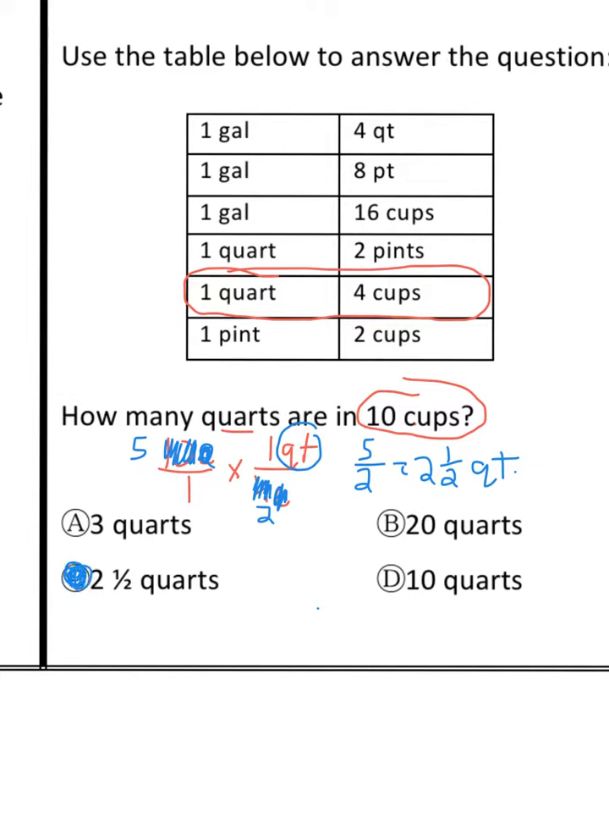Alright, so remember your steps. Whatever your amount is, you write it as a fraction, 10 over 1. Then, you get the information from the table for your second fraction. Make sure the same units are diagonal, and then solve it by multiplying. That's all you do for dimensional analysis.